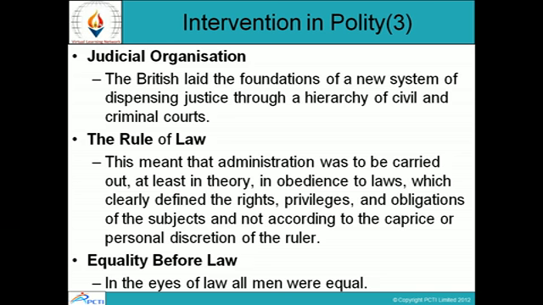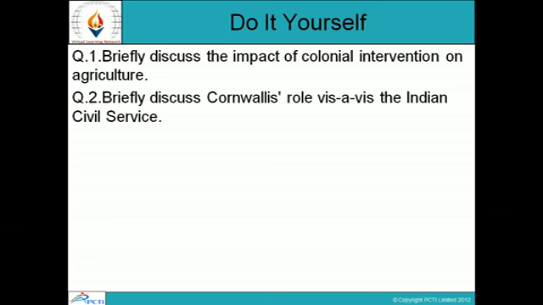Equality before law. In the eyes of law, all men were equal. All are equal in the eyes of law. Nobody is above or below that. Nobody should be favored and nobody should be given unfair treatment. This is what it states.